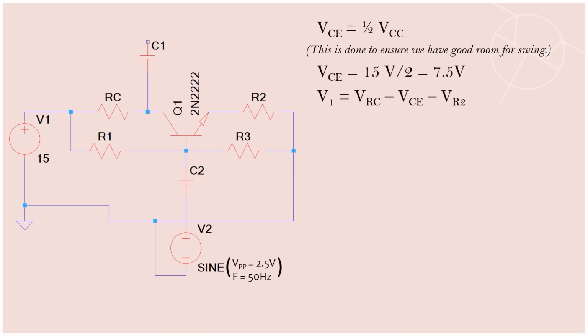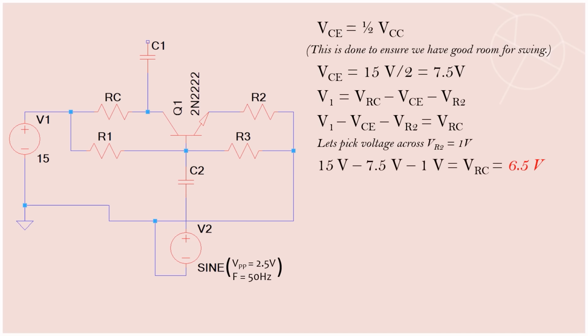Next, we bring in the equation V1 is equal to VRC plus VCE, the voltage across this transistor, collector and emitter, plus VR2. If we make VRC the subject of formula, we would have V1 minus VCE minus VR2. So we would pick the voltage across R2 to be 1 volt, so we can have good stability. If we do that, we would have 15 volts, which is V1, minus 7.5 volts, which we have gotten for VCE, minus 1 volt, which is VR2, would give us VRC, which is 6.5 volts.